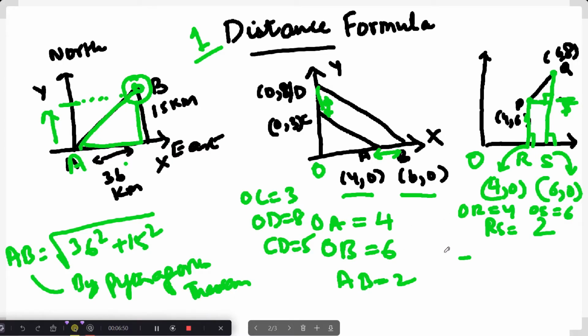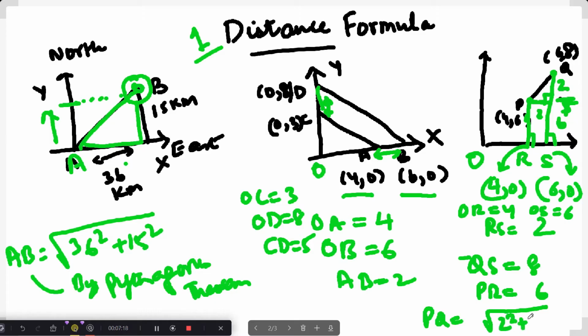So RS we know is 2, right? What is QS? QS we know is 8. What is PR? PR we know is 6, right? So when we draw this, QS is 8, TS is also 6. So this is 6, this whole is 8, so this is 2, right? So we know this is 2, this is 2, and PQ would then be, by Pythagoras theorem, 2 square plus 2 square, 4 plus 4, 8, which is 2 root 2. Got it?